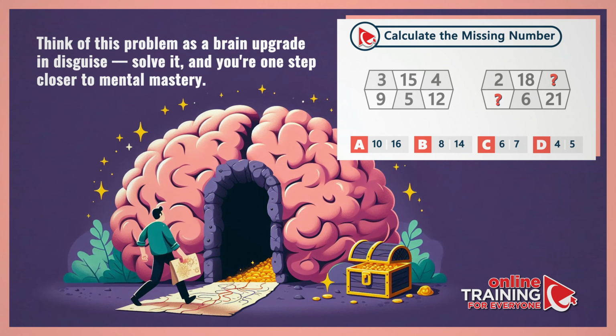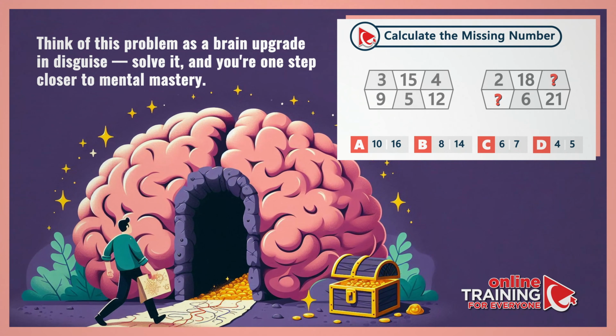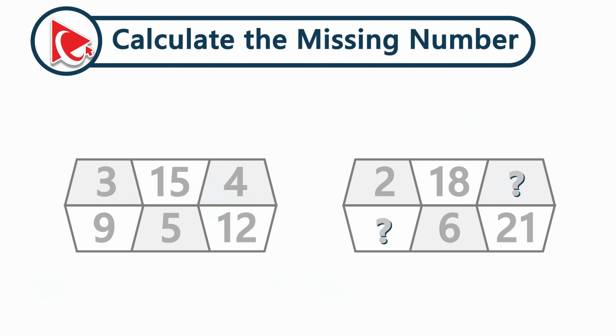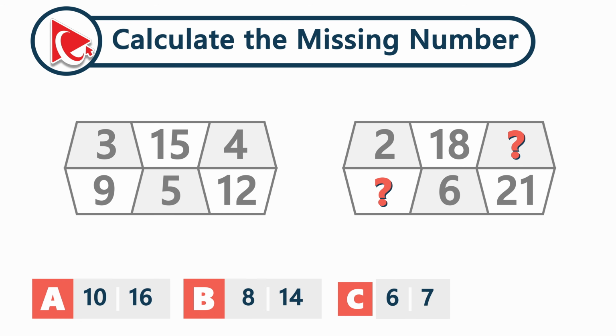Think of this problem as a brain upgrade in disguise. Solve it and you'll be 1 step closer to mental mastery. You're presented with 2 mystery boxes. The first box has numbers 3, 15, 4, 12, 5, and 9. The second box only has 8 numbers: 2, 18, missing number, 21, 6, and another missing number, which you need to calculate and select your answers out of 4 possible choices: A, 10 and 16, B, 8 and 14, C, 6 and 7, and D, 4 and 5.